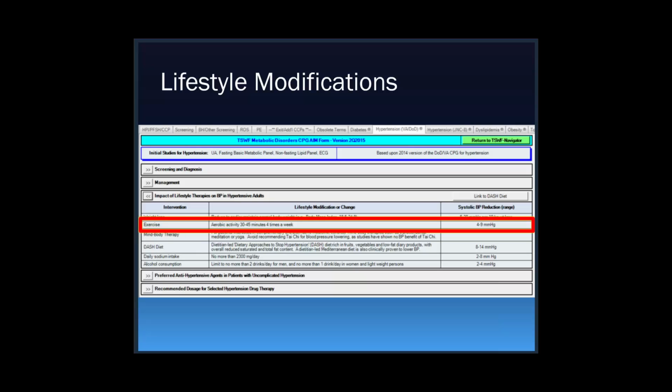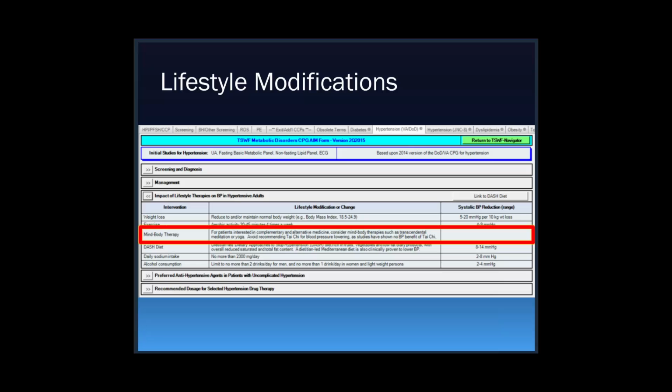First, when it comes to exercise, the recommendation is for patients to engage in 30 to 45 minutes of aerobic activity 4 times a week or more. Now that's consistent with the 2014 DoD-VA guideline for obesity, which recommends, at least for overweight patients, that they get 150 minutes per week of moderate intensity physical activity to help with weight loss.